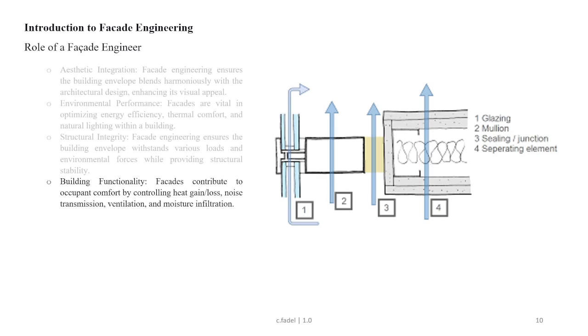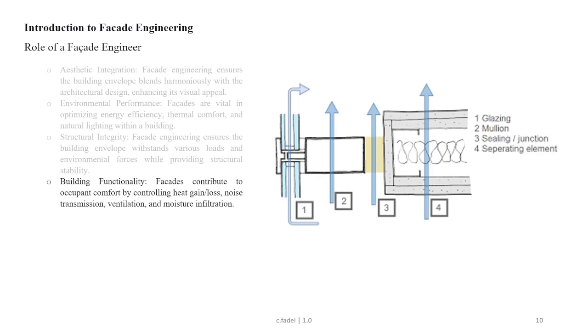The last thing is the moisture infiltration, which we cannot avoid. The facade is responsible for managing moisture infiltration from the external environment. It happens due to the change of temperature from outside to inside, so there is sometimes some moisture inside the facade. So facade engineers should employ various strategies, for example, including a moisture barrier, weatherproofing membranes, and appropriate sealing to prevent water penetration into the building envelope.